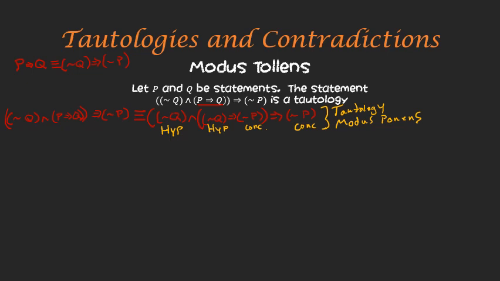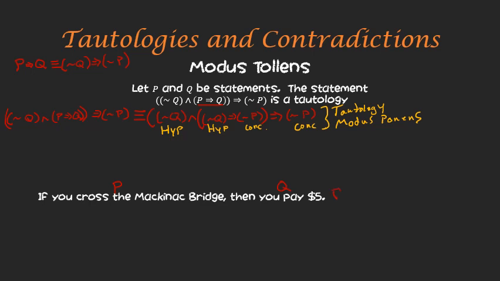But again, we want to understand why this should be true. Why does this make sense that this should be a tautology? For this, I'll go back to this example. If you cross the Mackinac Bridge, then you pay $5. So again, you cross the Mackinac Bridge. This is P. Cross the Mackinac Bridge. You pay $5. That's Q. And so this first sentence is saying P implies Q.